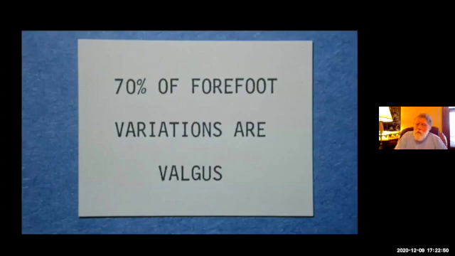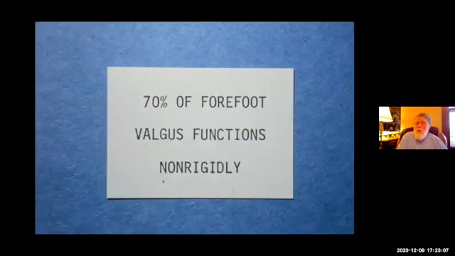And 70% of forefoot variations are valgus. So if I take all the patients out of a series I did 45 years ago, where I took 300 consecutive patients, 70% of them were valgus if I looked at forefoot valgus and varus. And 70% of those that were valgus function non-rigidly. So that means half of all the patients that have a forefoot deformity, varus or valgus, and that includes a plantar flex first ray, function as a non-rigid forefoot valgus.